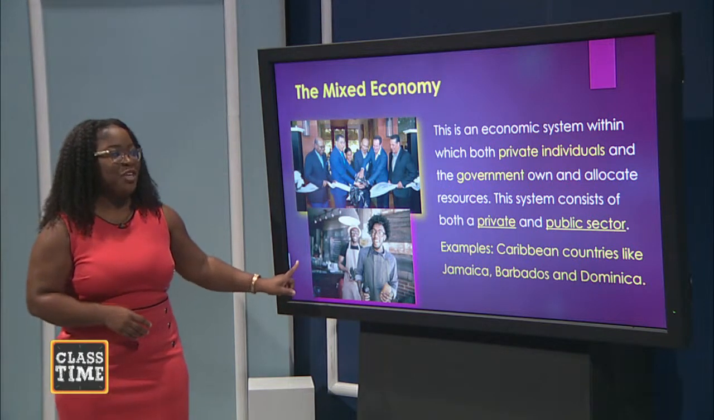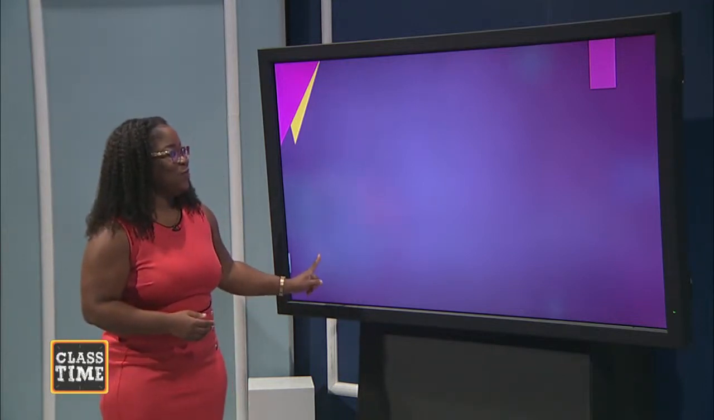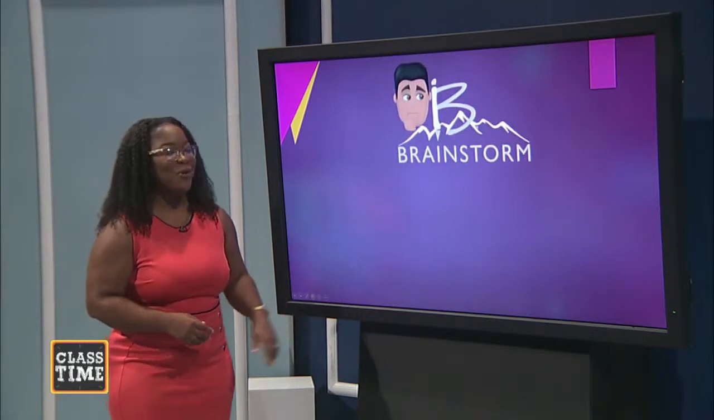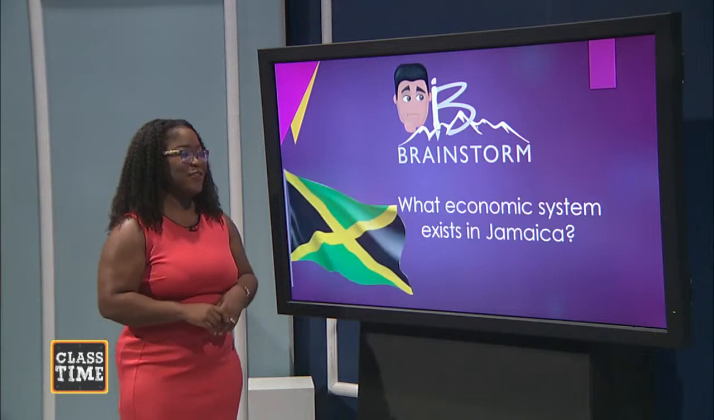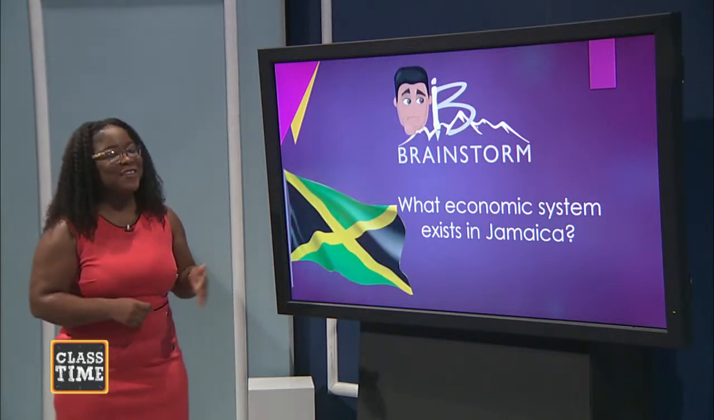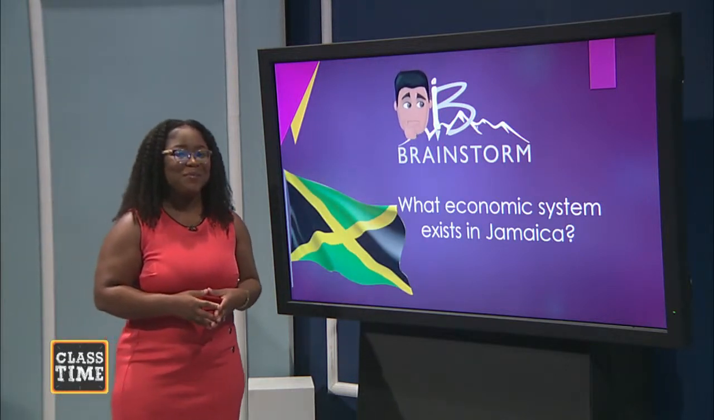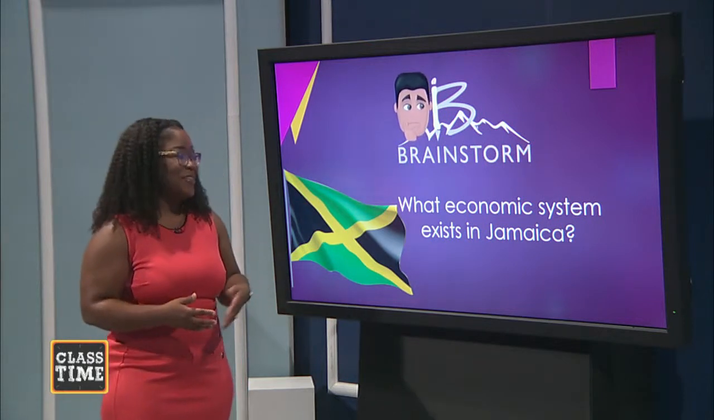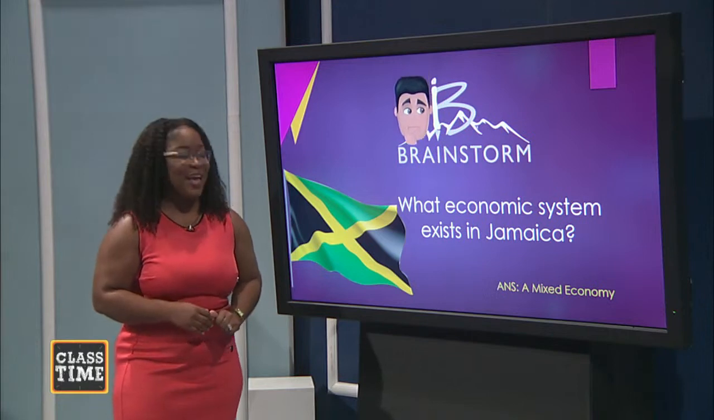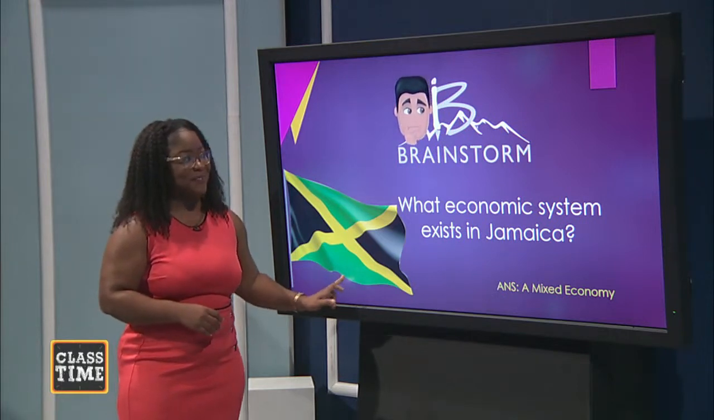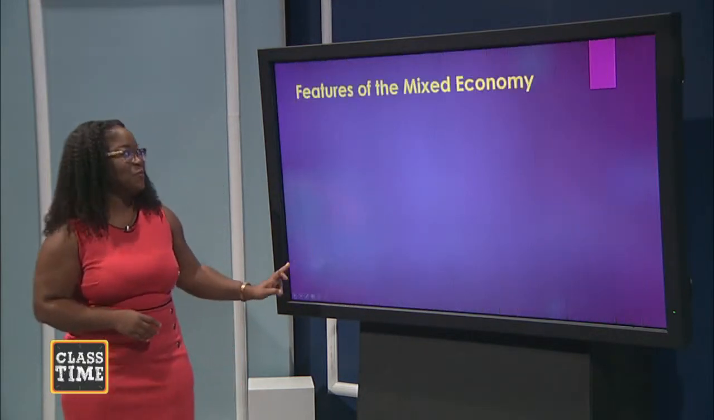Now, let's look at the features. And I know in looking at the features, you will be able to relate because this is what exists around us. Oh, before we do, remember, we had a brainstorm. Let's look back at the brainstorm. So, based on the description of our mixed economy, you should realize by now that the economic system that exists in Jamaica is actually a mixed economy. Let's look at the features now.